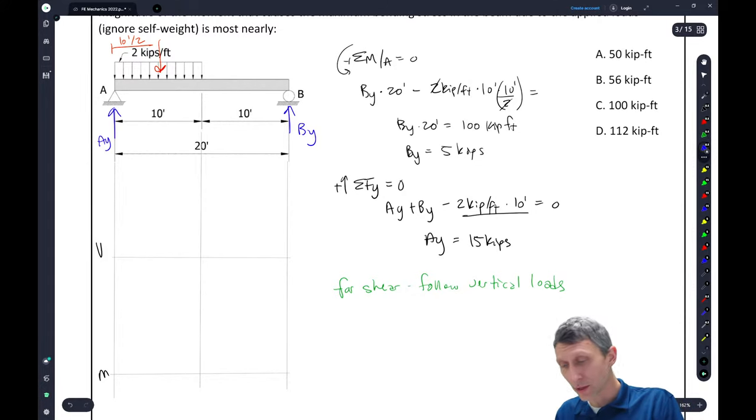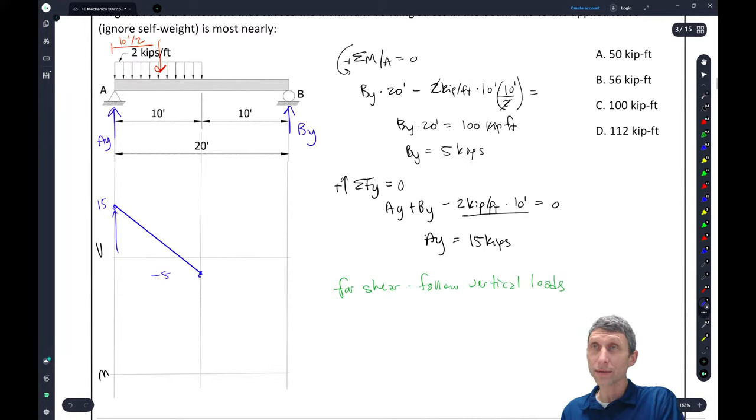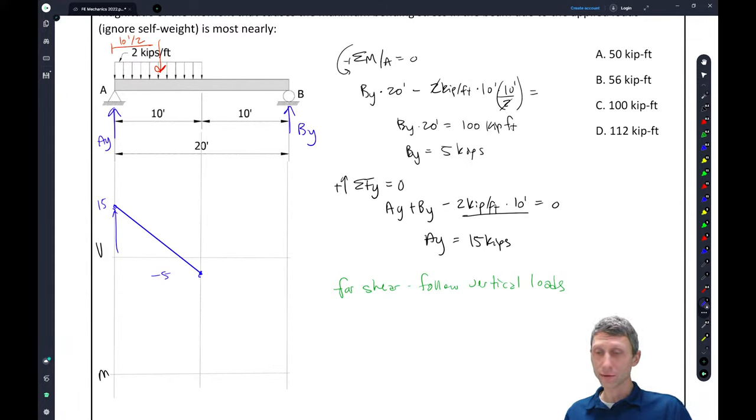So what does that look like? Here, we're going to go up AY to a point of 15, right? So I'm going to go up, and then this uniform load is going to take me down 2 kips per foot. Over that 10 feet, it's going to bring me down 20, to this -5 value, but because it's uniformly distributed, it's going to drop at an angle, right? You integrate a horizontal line, you get a slope line. So you integrate this load here, you get a linear relationship. Then we just follow the vertical loads. There are no more vertical loads over here, so we're just going to go straight over to B. Okay, and we didn't have to write any equations out. We just solved for this shear diagram.